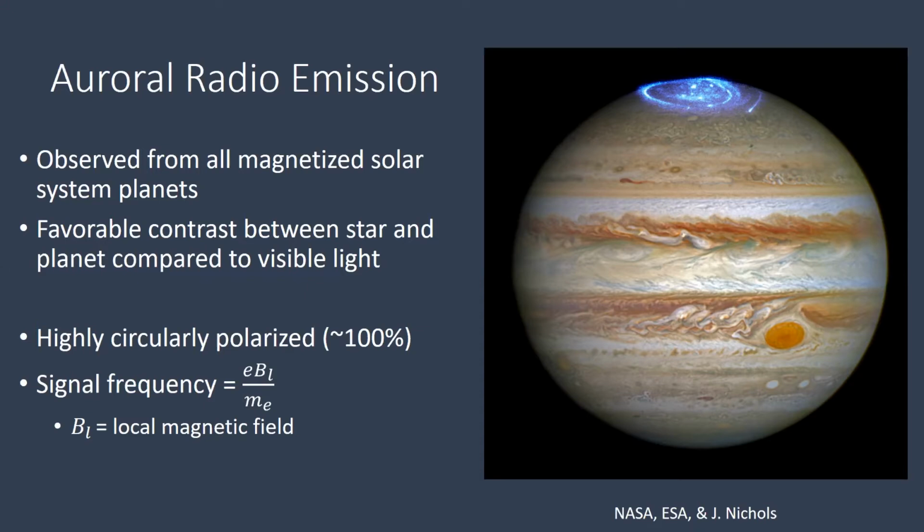The emission itself has two very interesting features. One is that it's highly circularly polarized, which just means it's easier to pick out among other radio sources. And also, as was hinted at earlier, the signal frequency is dependent on the magnetic field of the emitting region. That means if you get the signal at all, then you're getting an indirect measurement of the magnetic field of the exoplanet. That's why it's of great interest to the exoplanet community.